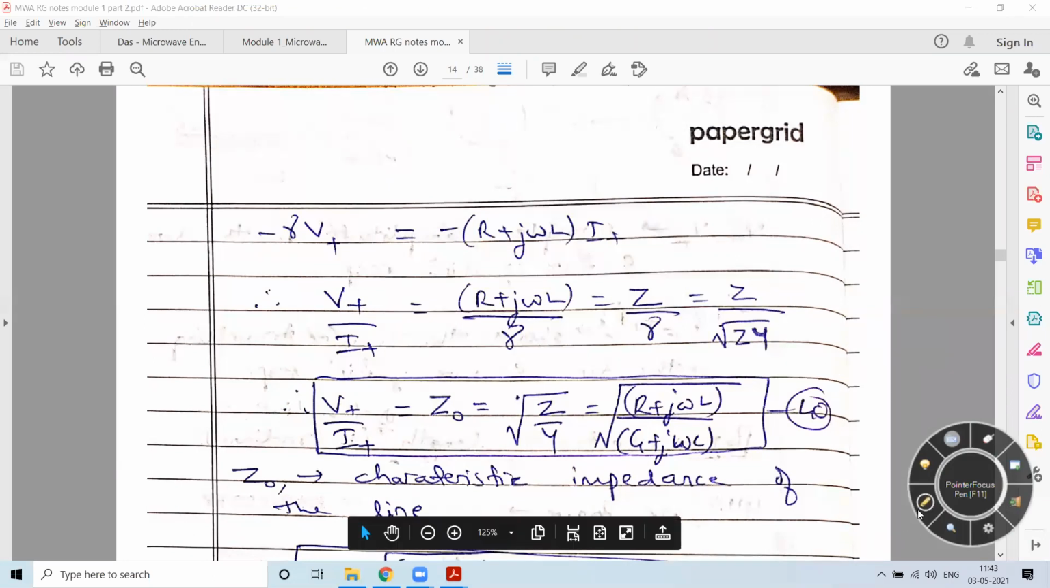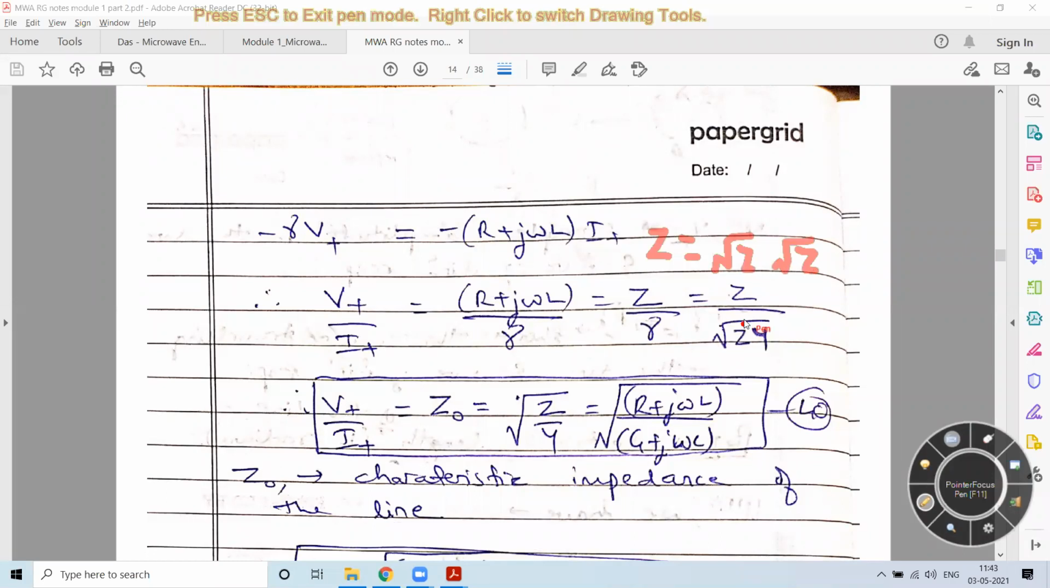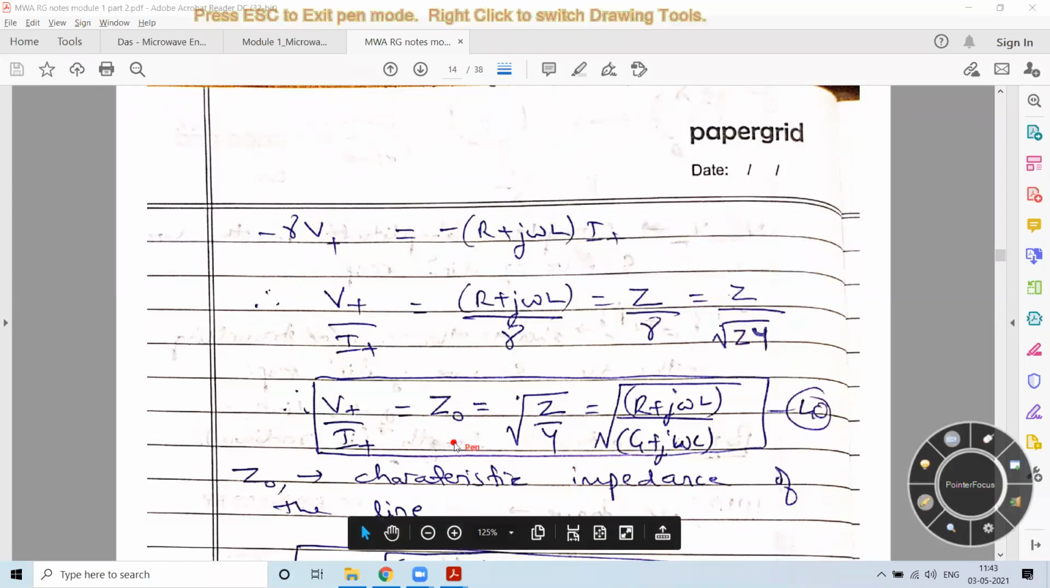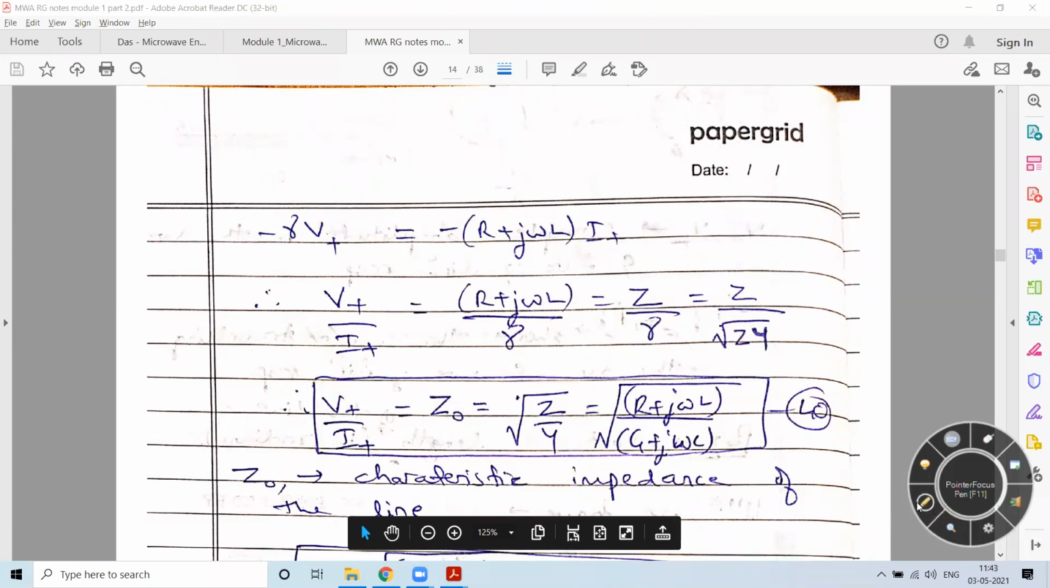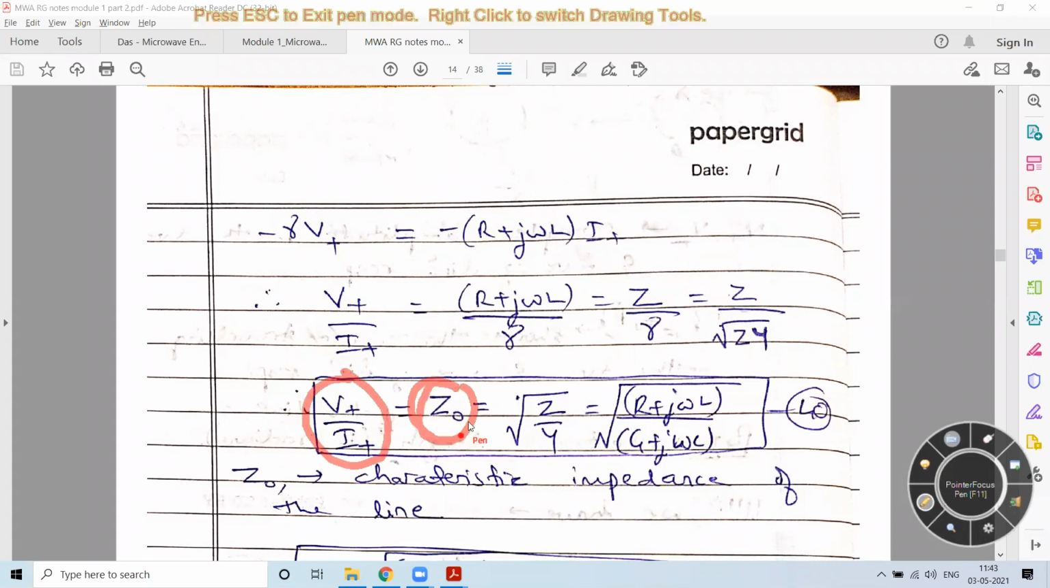That is, this is nothing but I can write z equal to square root of z into square root of z. So therefore, one square root and the other square root of z get cancelled, and I have square root of z divided by square root of y. So when we have this, V plus divided by I plus is equal to square root of z by y. Now this is actually a representation of the characteristic impedance Z naught. V plus by I plus gives you characteristic impedance.